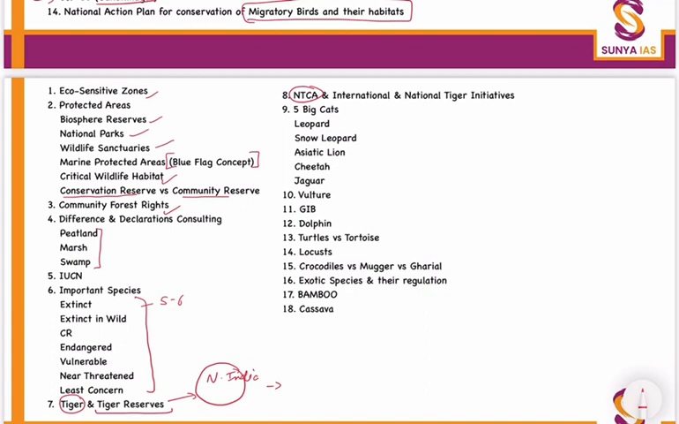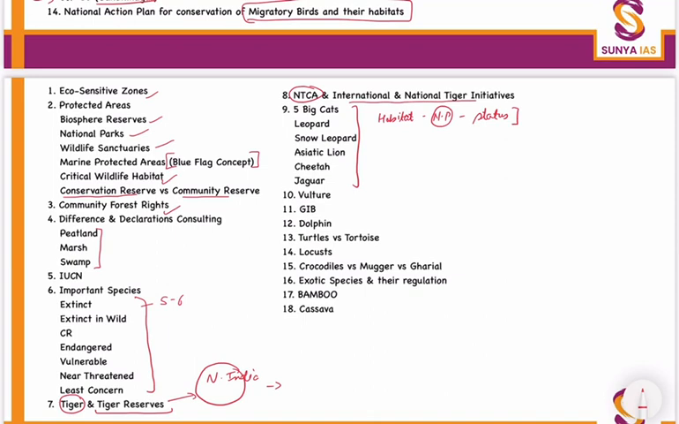All right. Then NTCA, national and international initiatives with respect to the tiger. Then 5 big cats, you have to do their habitat, number 1, right? Then you have to do the national park or the wildlife sanctuary concerned with them, and finally what is their status.